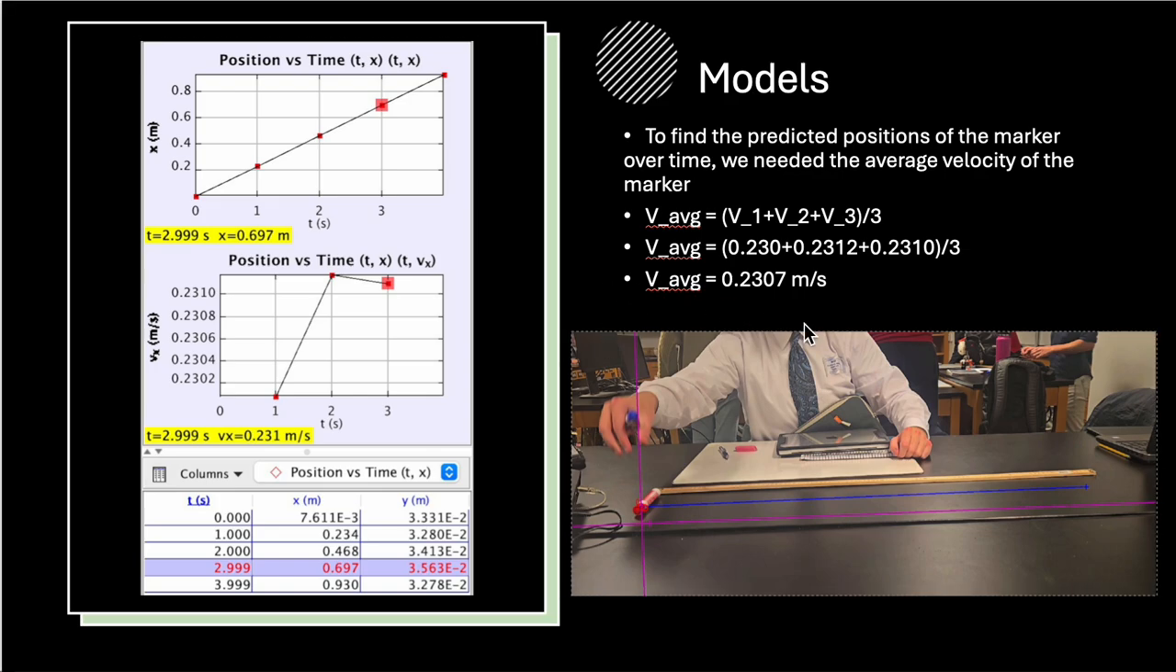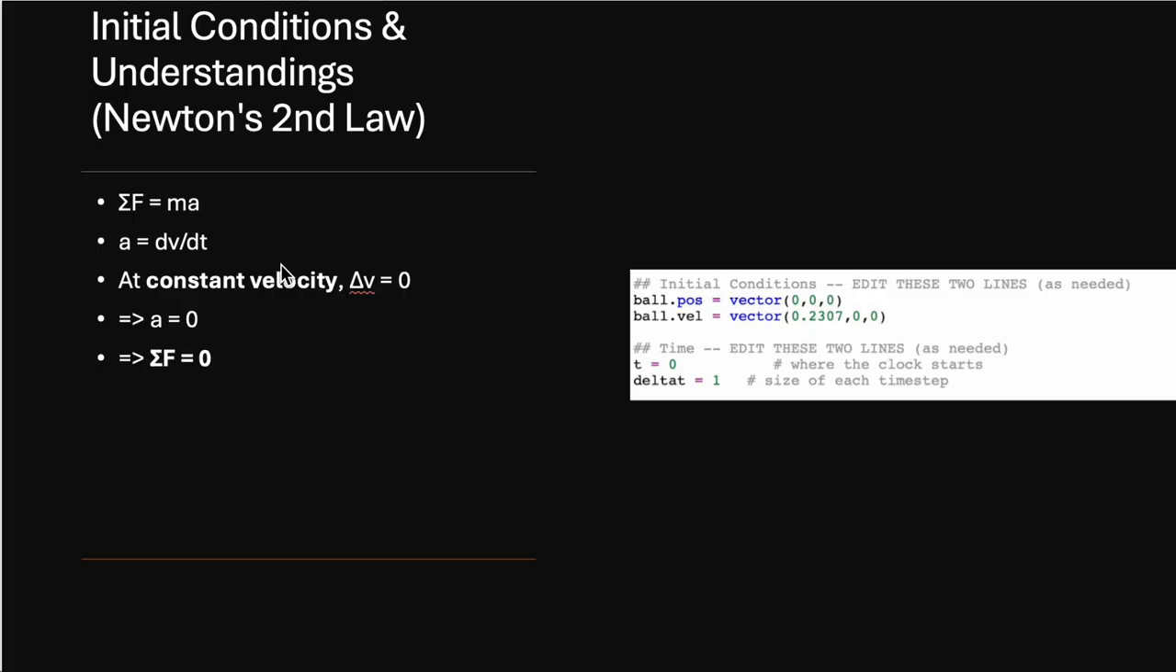To find predicted positions of the marker over time, we need the average velocity of the marker as it travels across. We used Tracker to do this, where we plotted the position versus time, and it also plotted the velocity in the x direction. We simply took the average of those three velocities to give 0.2307 meters per second, which is important for setting up initial conditions. So, as I just said, the initial condition for velocity is 0.2307 meters per second, as you can see right there.